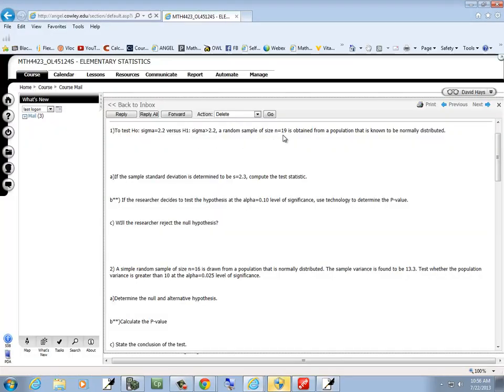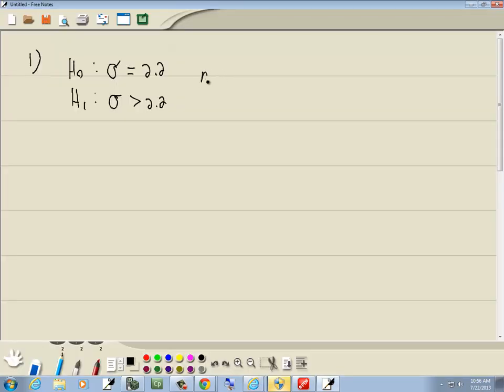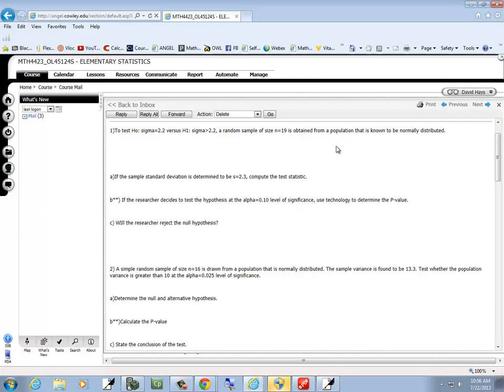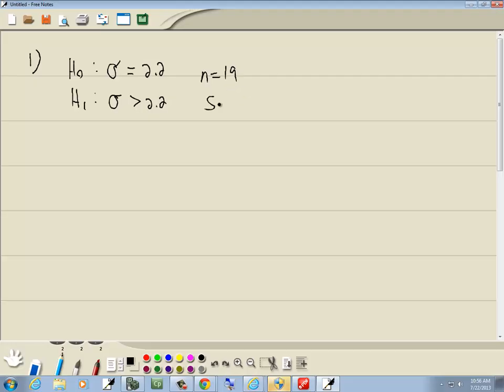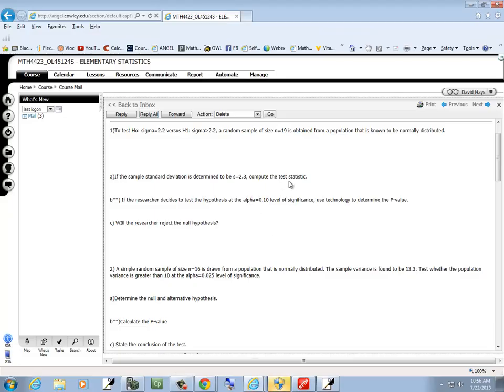A random sample of size n is equal to 19. It's obtained from a population that is known to be normally distributed. A, if the sample standard deviation is determined to be 2.3, so S is 2.3, compute the test statistic.